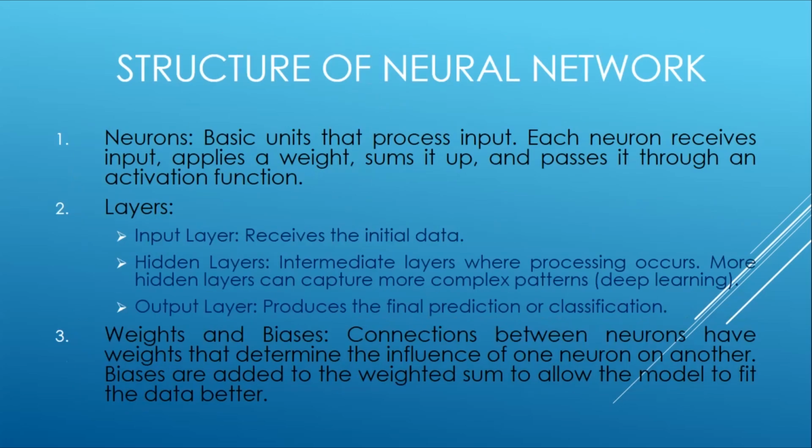Structure of neural network. 1. Neurons, basic units that process input. Each neuron receives input, applies a weight, sums it up, and passes it through an activation function.